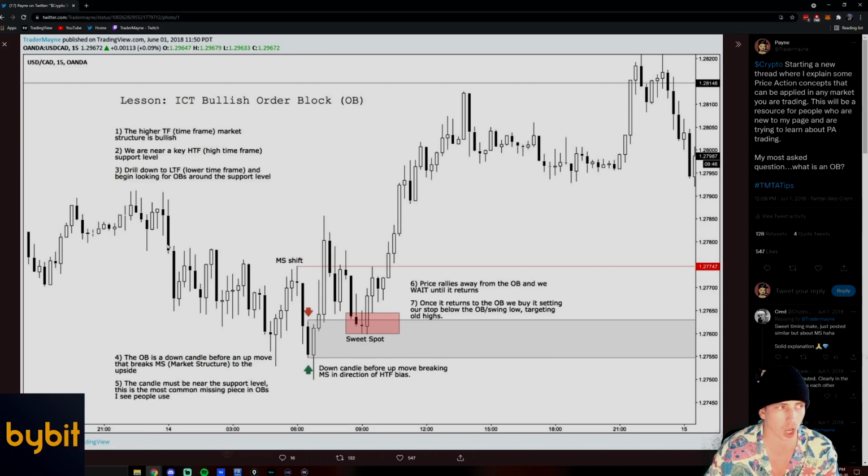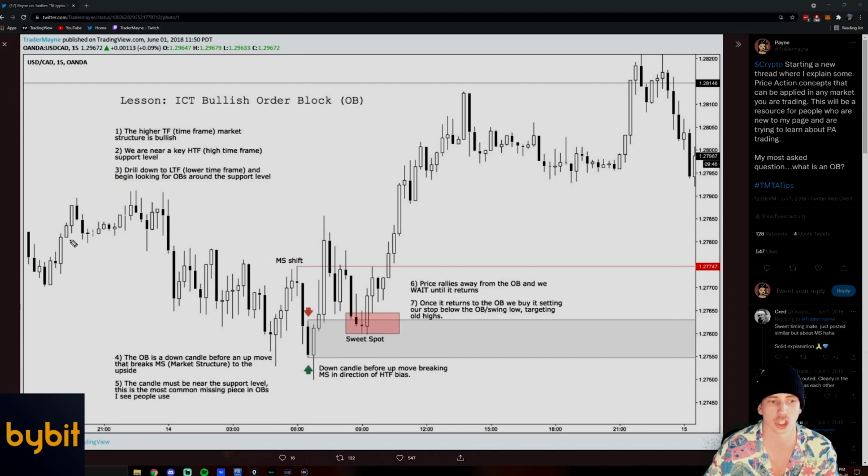So the order block is the down candle before an up move that shifts market structure to the upside, and a bearish order block would be an up candle before a down move that shifts market structure to the downside. So again, just like number 2 here, this is something that people generally miss: the market structure shift is key. So we have our key SR level. Here is your order block candle. So it is the last down candle before an up move that shifts market structure to the upside.